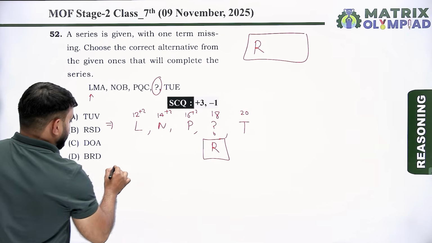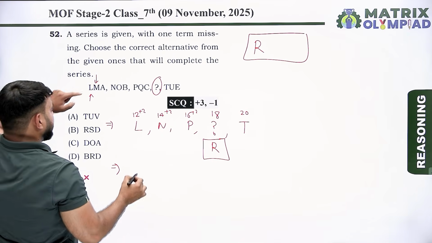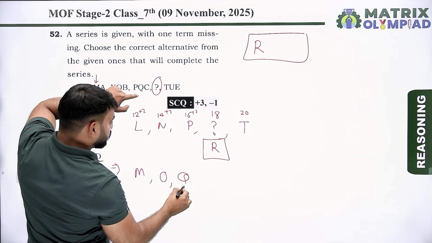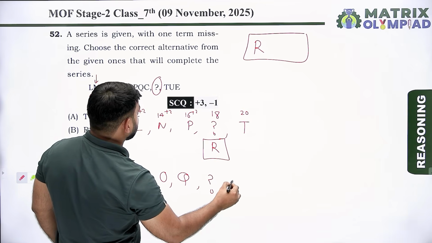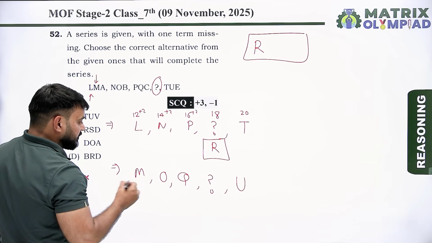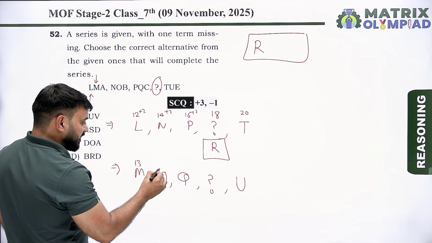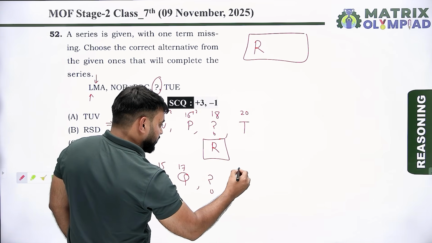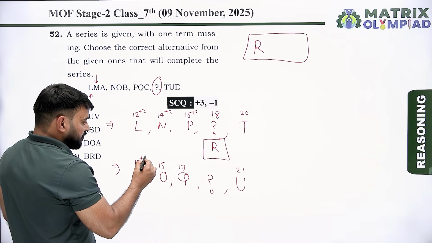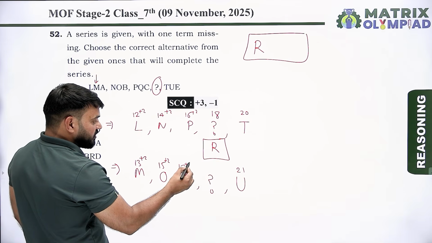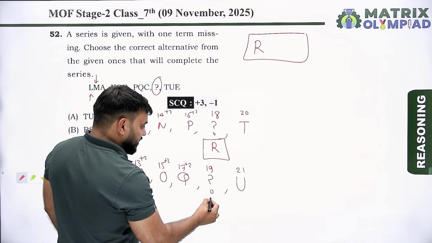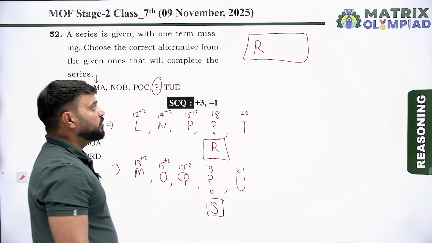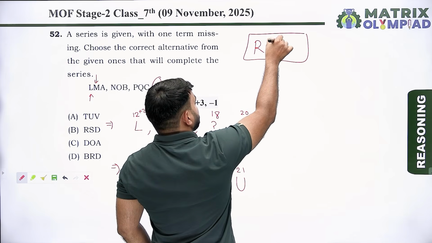Now taking second alphabet of each term. So second alphabet of first term is M, second alphabet of second term is O, second alphabet of third term is Q, after Q next is missing, after missing next is U. So find the place value of given letters. So place value of M is 13, place value of O is 15, place value of Q is 17 and place value of U is 21. So now pattern is 13 plus 2, it means 15, 15 plus 2, it means 17, now 17 plus 2, it means 19. So 19, it means S, because place value of S is 19 in English alphabet. So second alphabet of missing term is S.